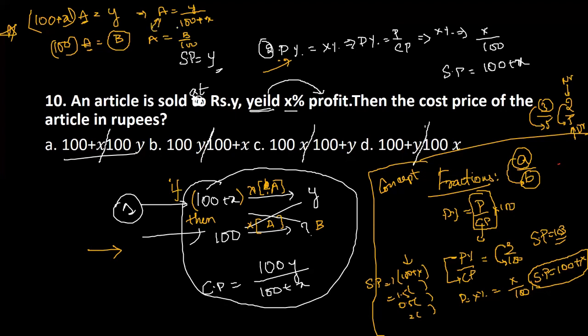Now in both the cases the multiplication factor is equal, so you are equating these two. Y by 100 plus x is equal to b by 100. You want the value of b, right? So b will be equal to 100y by 100 plus x. Now you got the value of b here.